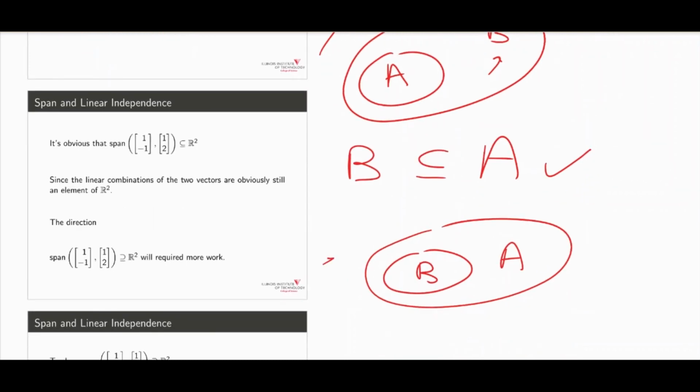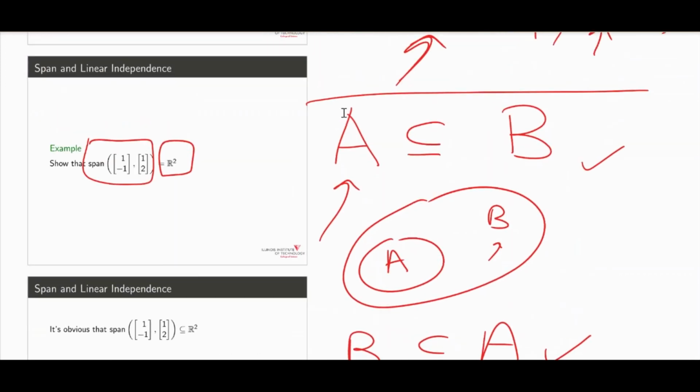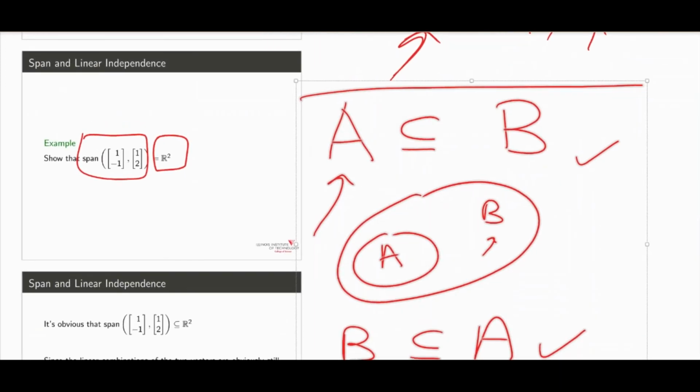If you want to show that B is a subset of A, you take an element that is in B and show that it has to be in A. Right now we would want to show that these two sets are the same. So this is a set. This is a set, right?